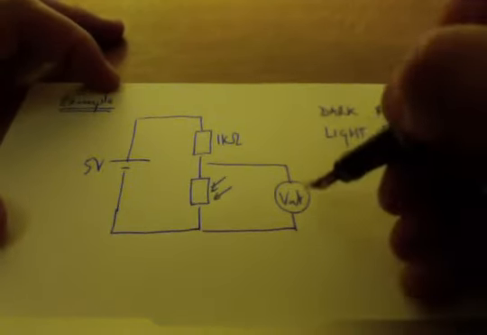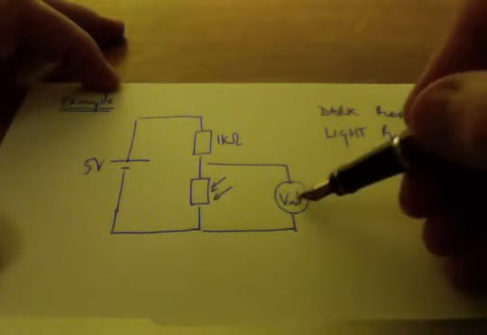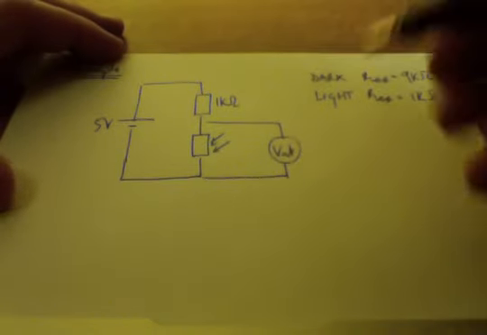What I'd like to know is what's the maximum and minimum output of that voltage given a light and a dark condition, or if you like to say, what's the output voltage when it's dark and what's the output voltage when it's light? If you think you know, hit pause. Otherwise, here comes the answer.